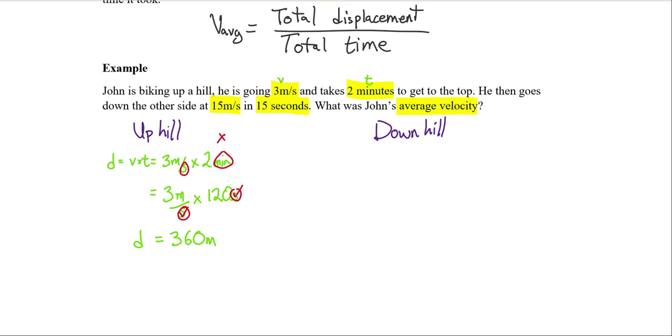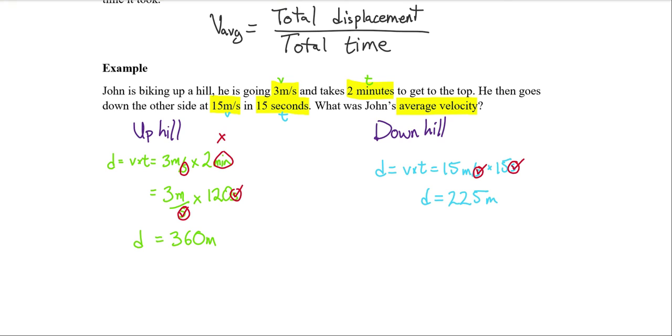Now when he's going downhill, we get to use our same formula, velocity times time. It's going 15 meters per second and is going for 15 seconds. Let's take a look. Do our units match? Seconds, seconds. They do match, huzzah! And so we get to punch that into our calculators. 15 times 15 is going to be 225 meters.